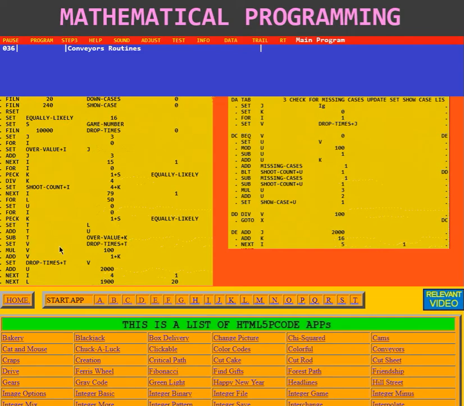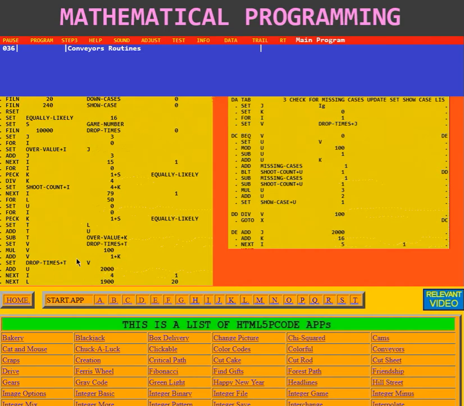Then it sets V to the drop time sub T. Well, we zeroed them all out up here at the top, but now we're going to possibly put a value in there. So first we multiply the value that's there by 100, then we add to it 1 plus our value of K.